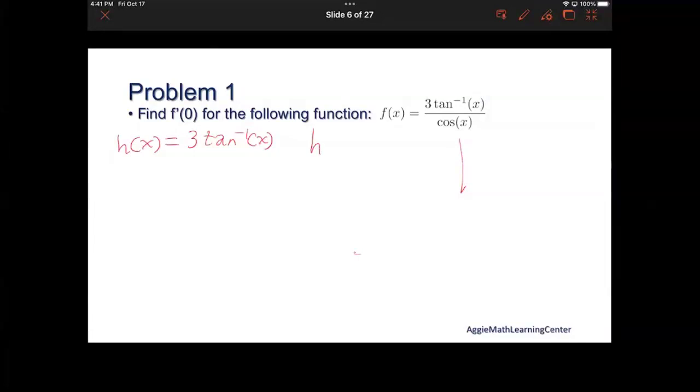So we can set h of x equal to 3 tangent inverse of x. So if we take the derivative of that, did it stop? Yeah, it died again.